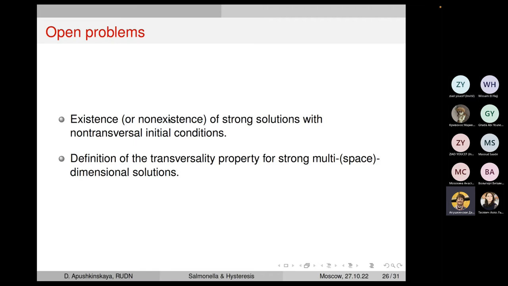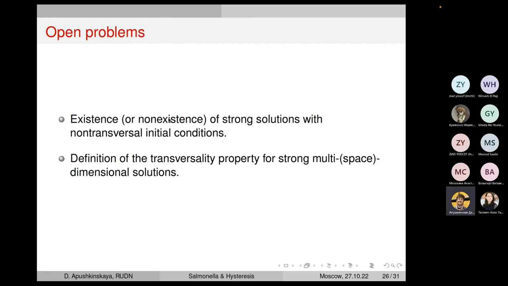Another open question is the definition of the transversality property for multi-space solutions. It's clear how to state it for the one-space-dimensional case, but for the multi-dimensional case, it's not clear how to formulate it correctly. What about the normal derivative? Normal derivative to the boundary, I mean. But you see, the boundary would be a surface, and maybe the normal derivative would not be enough. Maybe not just normal, maybe something with mean curvature and something like this. But it's just a conjecture.